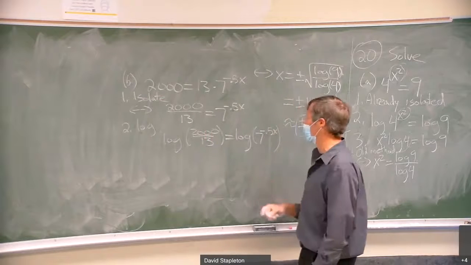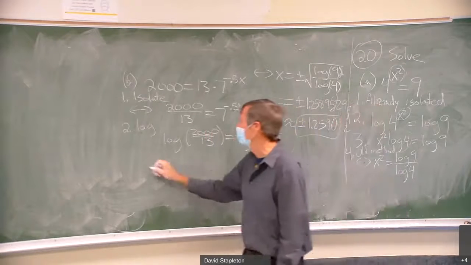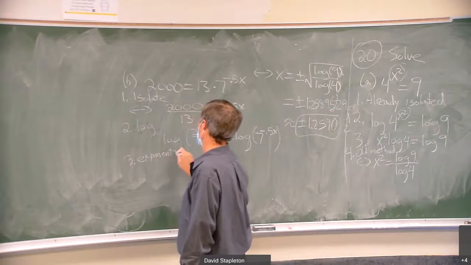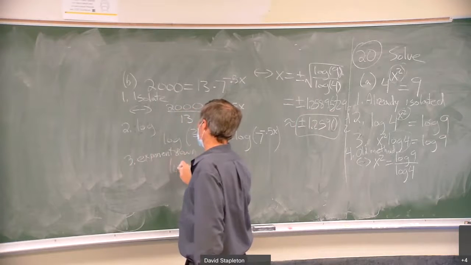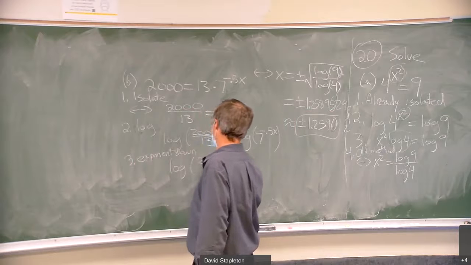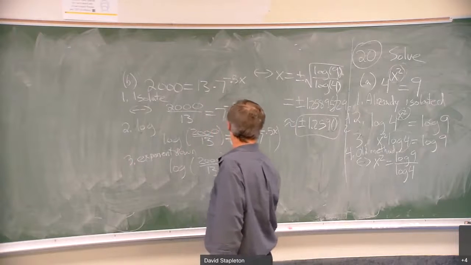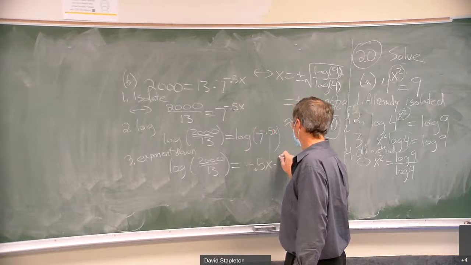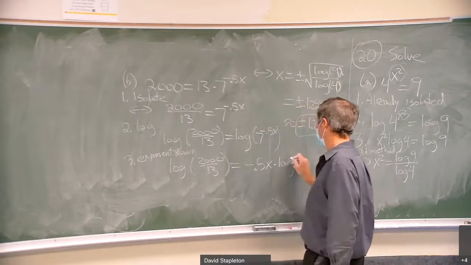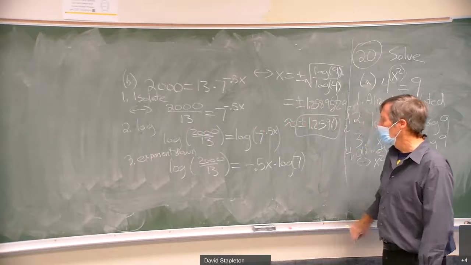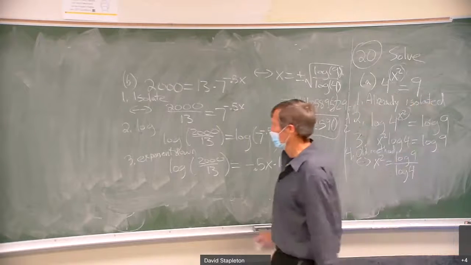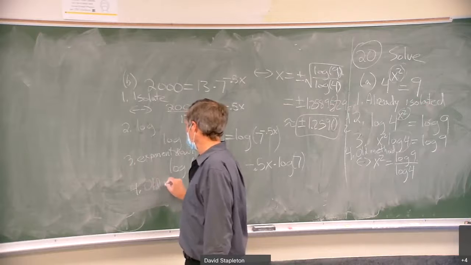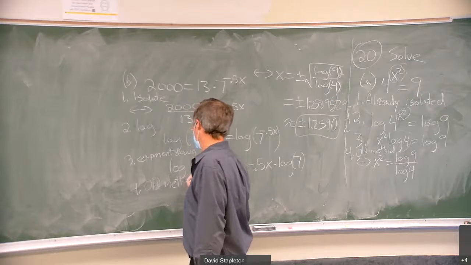The purpose of taking that log is to get the exponent out. So I now bring the exponent down by the properties of logarithms, and write it as minus 0.5x times log of 7. Then finally, I use my old method to solve for x. It's actually very easy at this step.